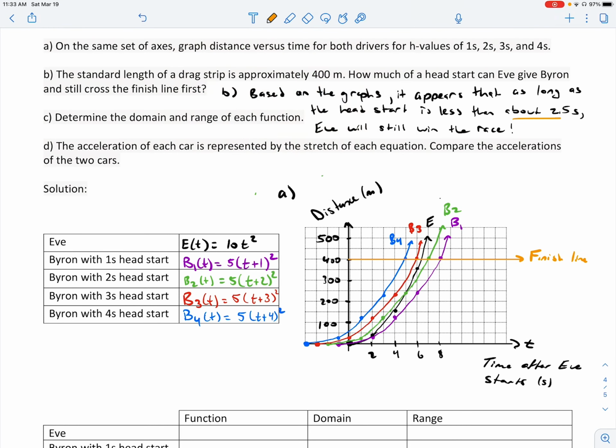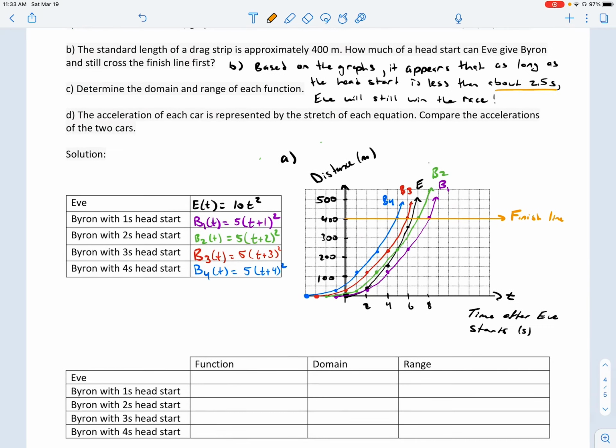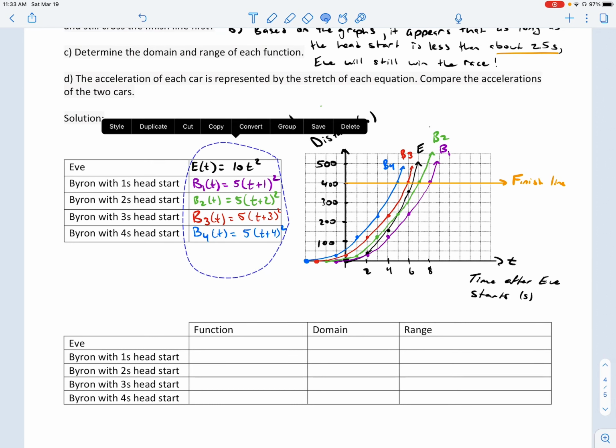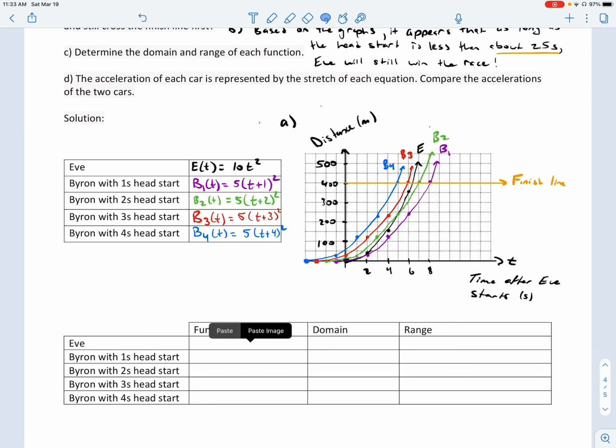So about 2.5 seconds. Any more of a head start than that, Eve will end up losing the race. Okay, part C, determine the domain and range for each function. So we want to copy each one of these here, and just place them down in this table.